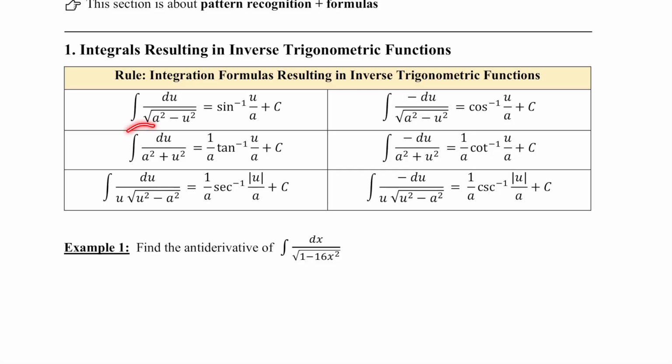If you see the integral of du over a squared plus u squared, that gives you tangent inverse. And with a negative sign, it becomes cotangent inverse. If you see the integral of du over u times square root of u squared minus a squared, this gives you secant inverse. With a negative sign, this gives you cosecant inverse. You don't need to memorize all of these at once, but you do need to recognize the shape of the expression.